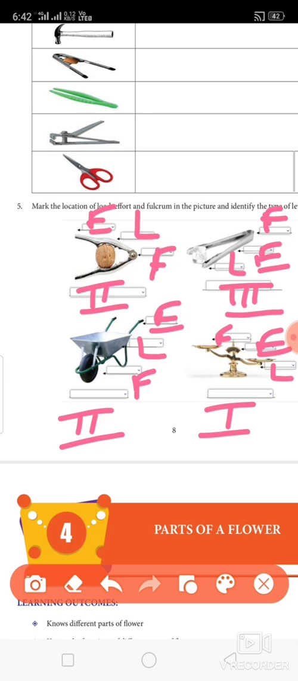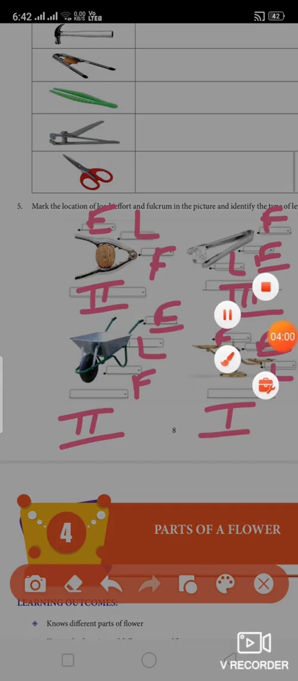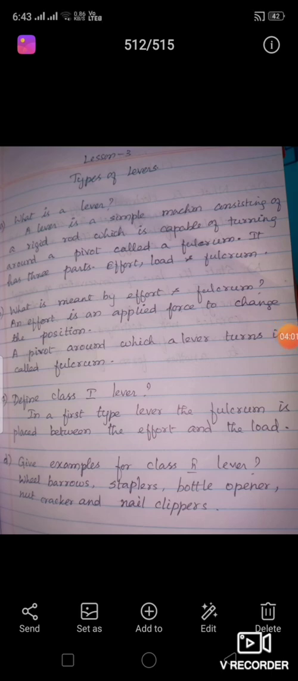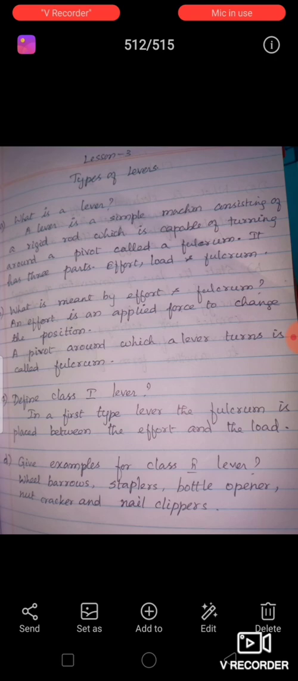Let's see the answer for the first question. In the first question, A, B, C, D, 4 questions they have asked. Let's see the answers. The first question is, what is a lever? A lever is a simple machine consisting of a rigid rod which is capable of turning around the pivot called a fulcrum. It has 3 parts: effort, load, and a fulcrum.